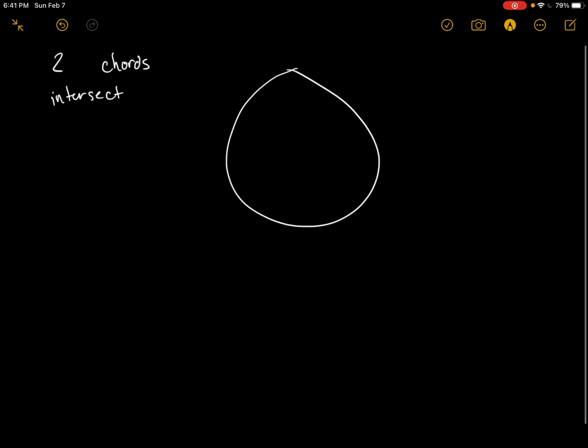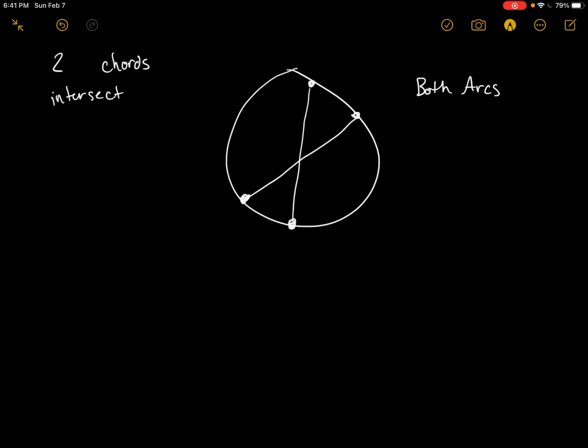All right, so for our second video, we're going to be talking about chords. So when two chords intersect in a circle, if we have something like from here to here, and then from here to here, the resulting theorem says that we take both arcs and divide them by 2 to get the angle.